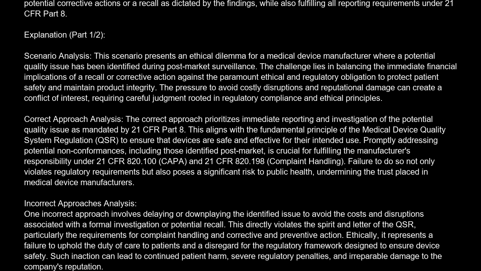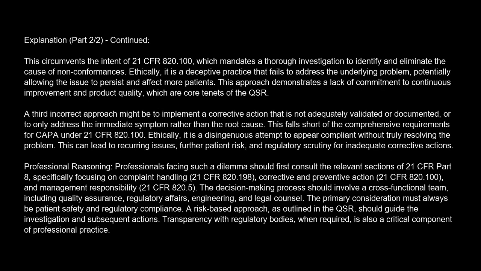Another incorrect approach is to conduct a superficial investigation that does not fully explore the root cause of the potential issue. This circumvents the intent of 21 CFR 820.100, which mandates a thorough investigation to identify and eliminate the cause of nonconformances. Ethically, it is a deceptive practice that fails to address the underlying problem, potentially allowing the issue to persist and affect more patients. This approach demonstrates a lack of commitment to continuous improvement in product quality, which are core tenets of the QSR.